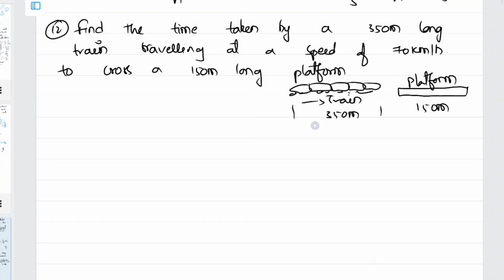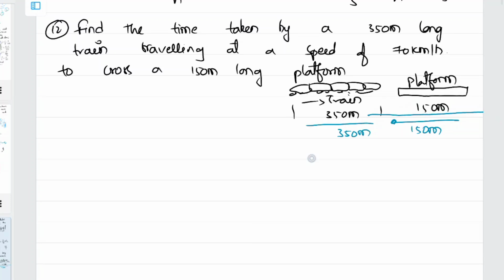See, the length of the train is 350 meters and the platform length is 150 meters. So the train should travel from, suppose it is the starting point, from here to here. So that means the entire train should cross the platform.